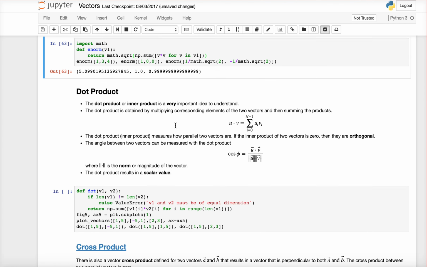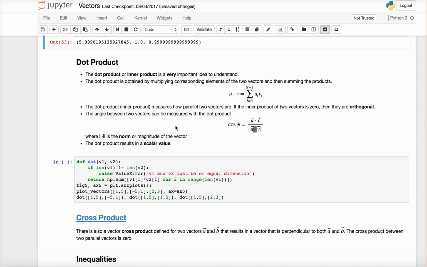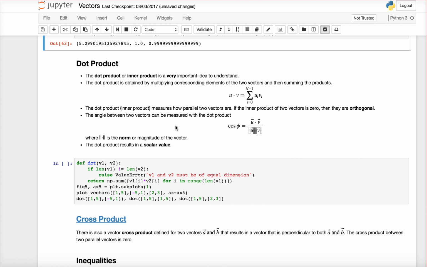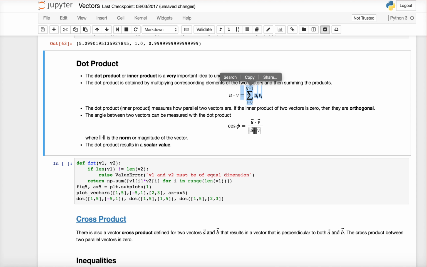Okay, the next concept that will be important to us is a dot product. This is also referred to as an inner product, and this will be a very important idea for us to understand. So a dot product is obtained by multiplying corresponding elements of two vectors and then summing the product. So if I have a vector u and a vector v, I iterate over every element, which I have is this i equals 0 to n minus 1, and I take u of i times v of i, and I sum those together. And this would be written as u dot v.